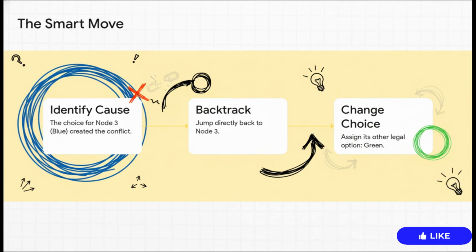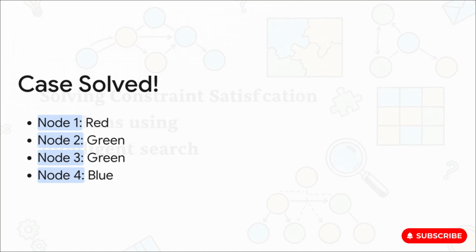So the problem we had at node 4 was created the exact moment we chose to color node 3 blue. An intelligent backtrack realizes this, it ignores all the other steps in between and jumps right back to that one decision. It basically says, okay, that blue idea was a dead end. What was my other option back then? And its only other legal color was green. So this time, let's try that instead. And just like that, the whole puzzle just clicks into place.